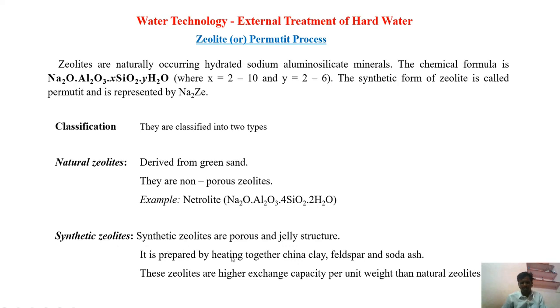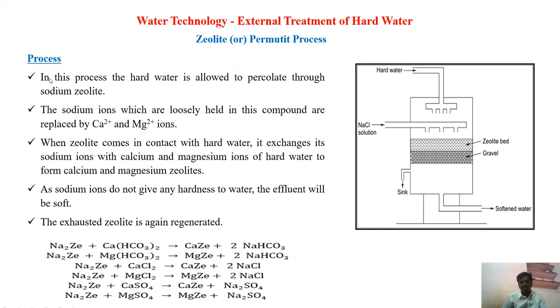So what is the procedure to prepare this? To prepare it, we have to heat china clay with feldspar and soda ash. Then these zeolites have a higher exchange capacity per unit weight than the natural zeolites. That means by using these synthetic zeolites, we can exchange more volume of water, that is, hot water. So the process is given here.